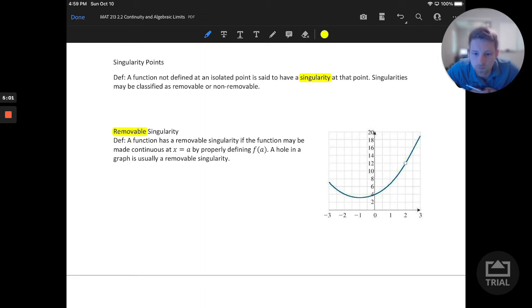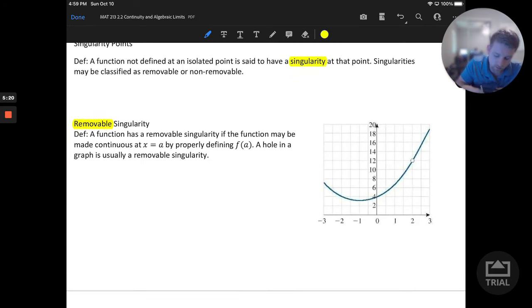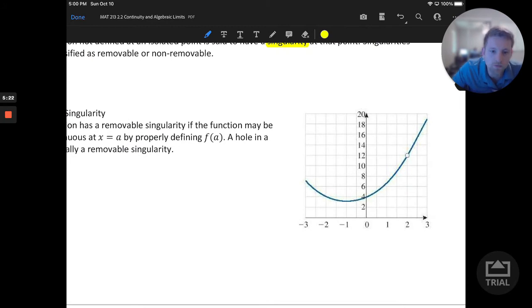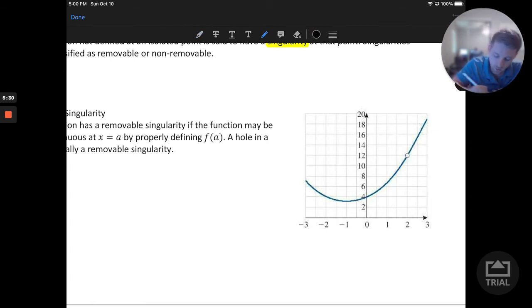A function has a removable discontinuity if the function may be made continuous at x equals a by properly defining f of a. A hole in the graph is usually going to be a removable discontinuity. So if we consider this graph on the right, we notice that we just have simply a hole in the graph where the limit as x approaches 2 does exist. Looks like we're approaching this height of 12 on our function from both ends, the left and the right, but there happens to just be an undefined point right there.